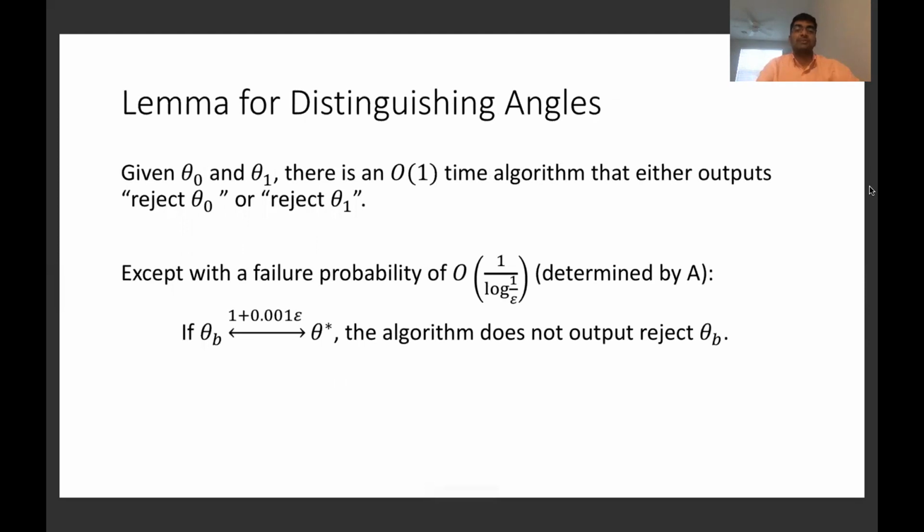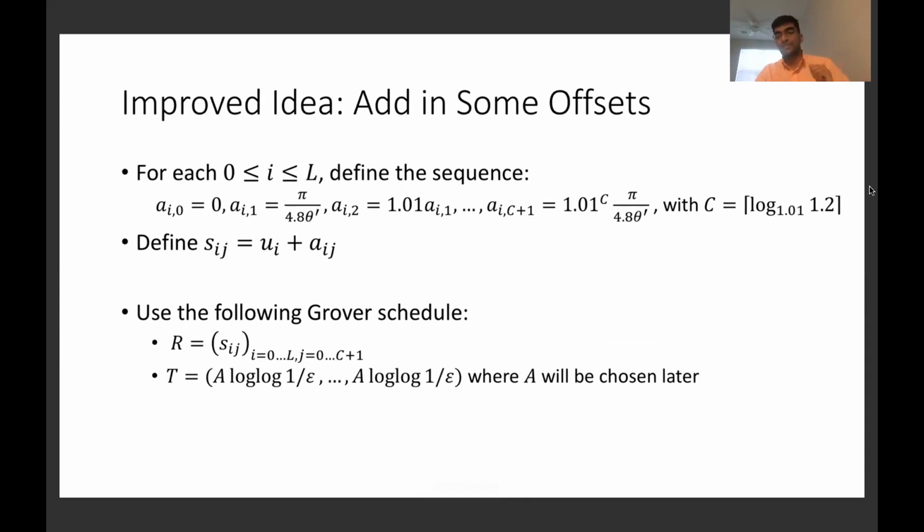Based on this, we now have a lemma for distinguishing angles, which is that given two angles, theta naught and theta 1, there's an O(1) time algorithm that either outputs reject theta naught or reject theta 1. This O(1) time algorithm basically just looks at the two angles and determines what value of U_i or what value of S_ij to use, looks at the appropriate coin, and it rejects the less likely one. And we can show that the failure probability is at most O(1 over log 1 over epsilon). This failure probability comes from the T sequence that for now we have ignored, and later on we'll see why we've defined it the way it's been defined.